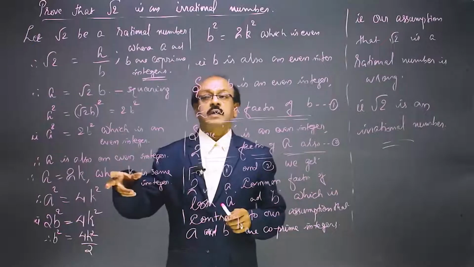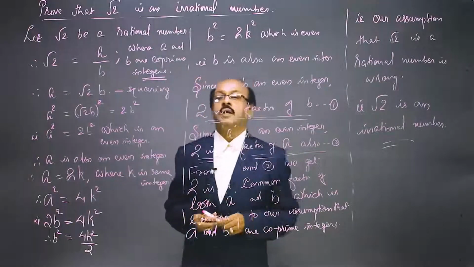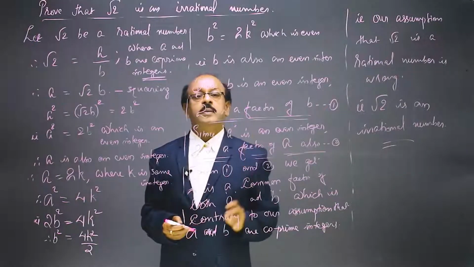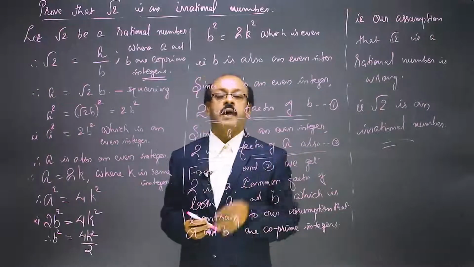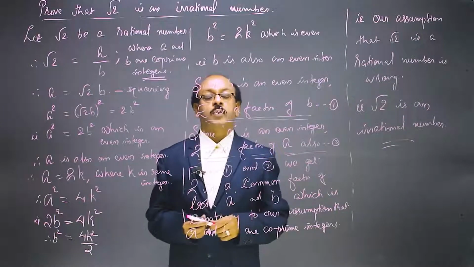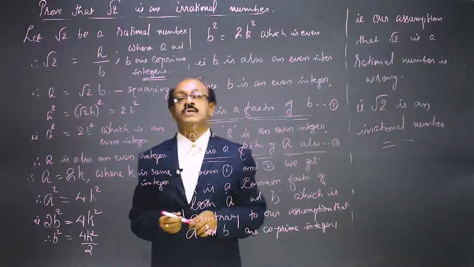Now, from this relation we are getting a is an even integer, and from that we are getting b is also an even integer. Since a and b are even integers, 2 is a common factor of both a and b. 2 is a factor of a and 2 is a factor of b also. That means a and b are having a common factor, which is 2.